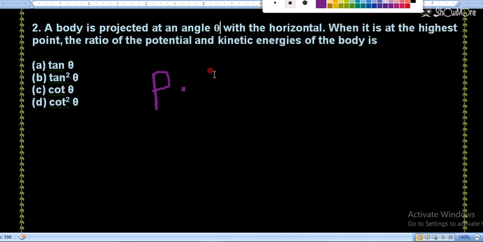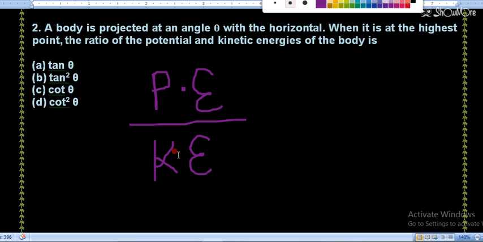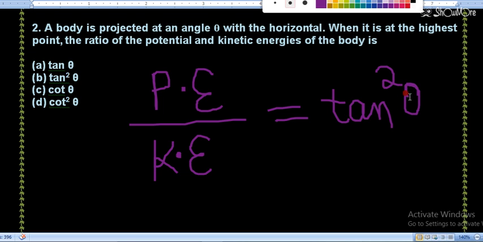So for the second question, the ratio of potential energy divided by kinetic energy will be equal to tan square theta. I hope the question is clear. If any doubt is there, then you can ask that doubt. So tan square theta will be the right answer for this particular question.